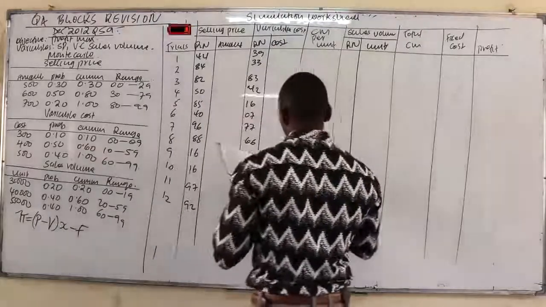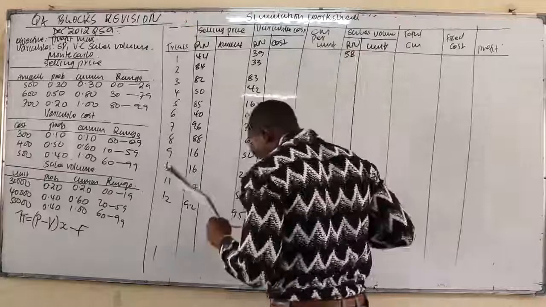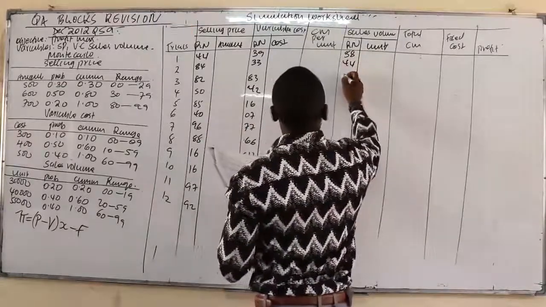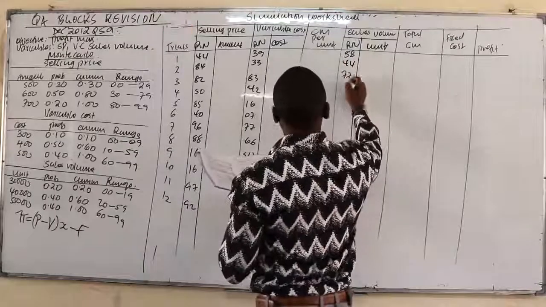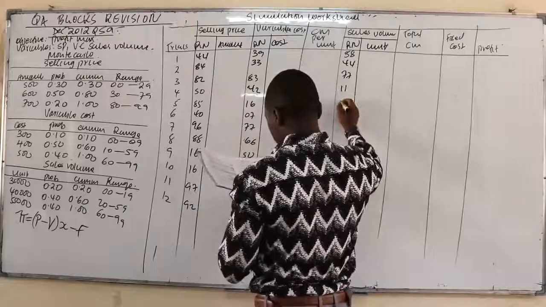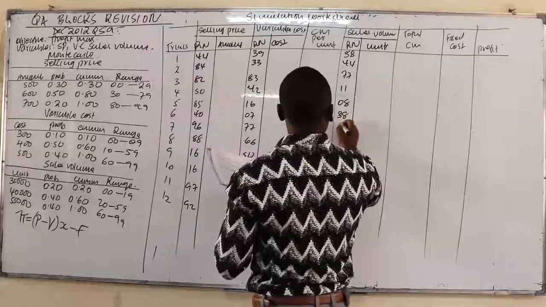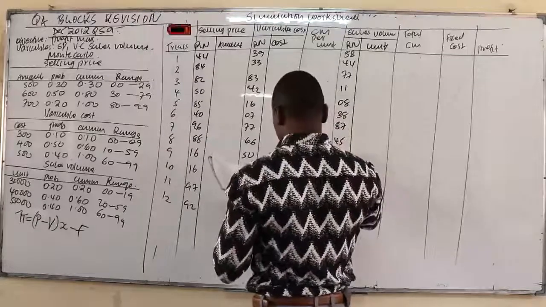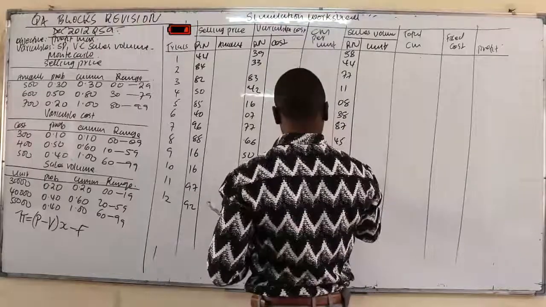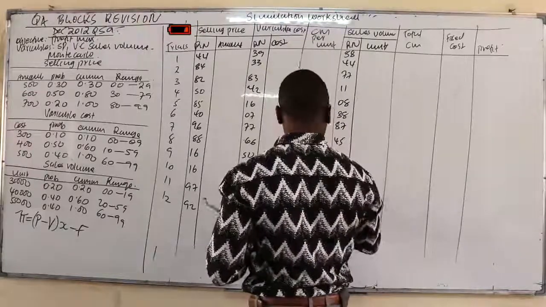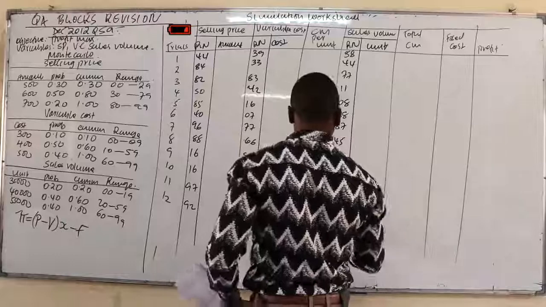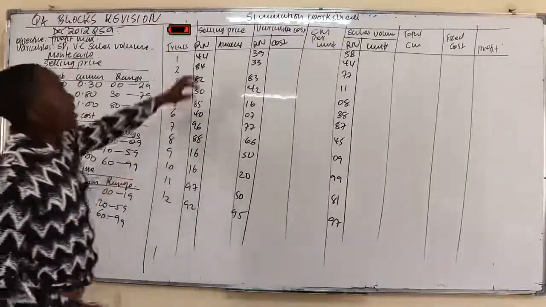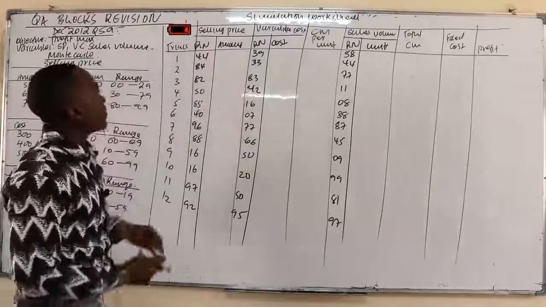Then for the sales volume, we have 58, then we have 44, 77, 11, 08, 38, 87, 45. So now let's work out on that. So let's start with the selling price. I only want to do it for 5 of them.